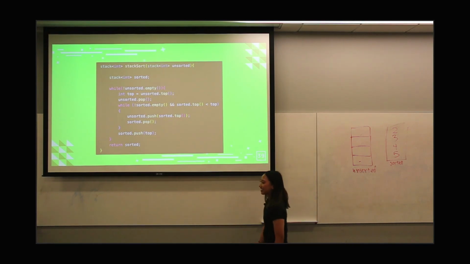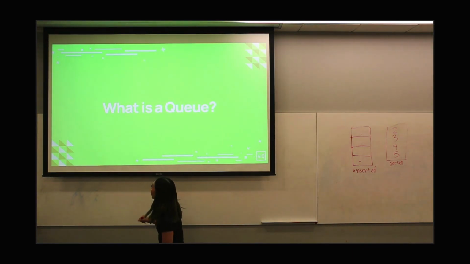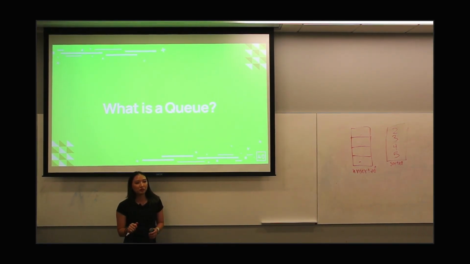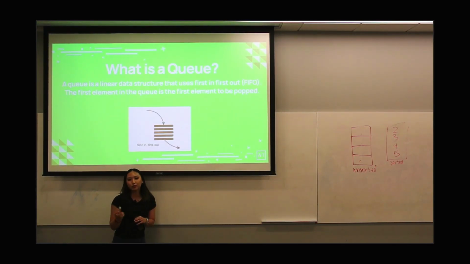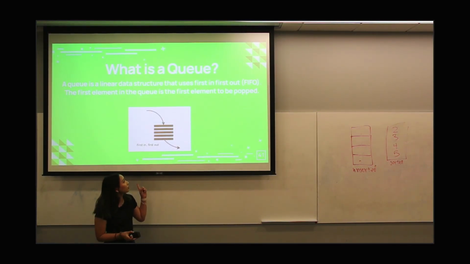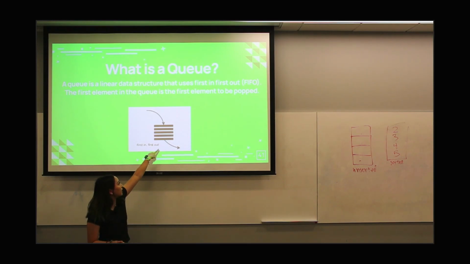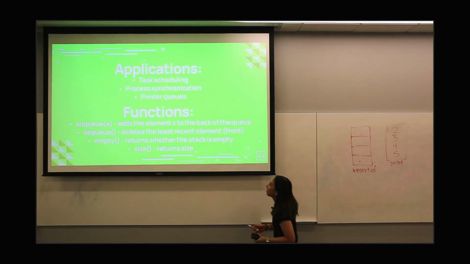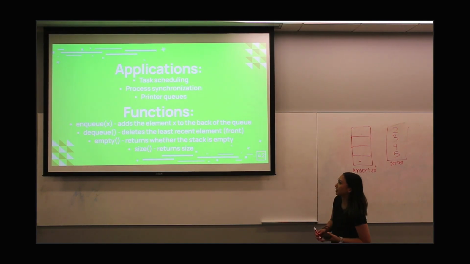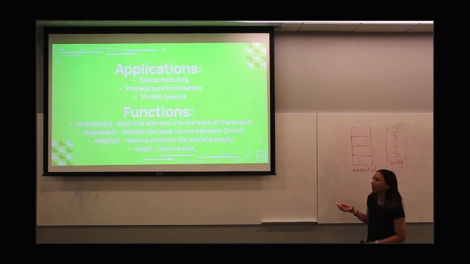Okay, next slide. What is a queue? First in, first out, yes. All right, it's a linear data structure, first in, first out. And then the first element in the queue gets pushed out. And then some applications: task scheduling, process synchronization, print queues. Functions: enqueue, dequeue, empty, and size.